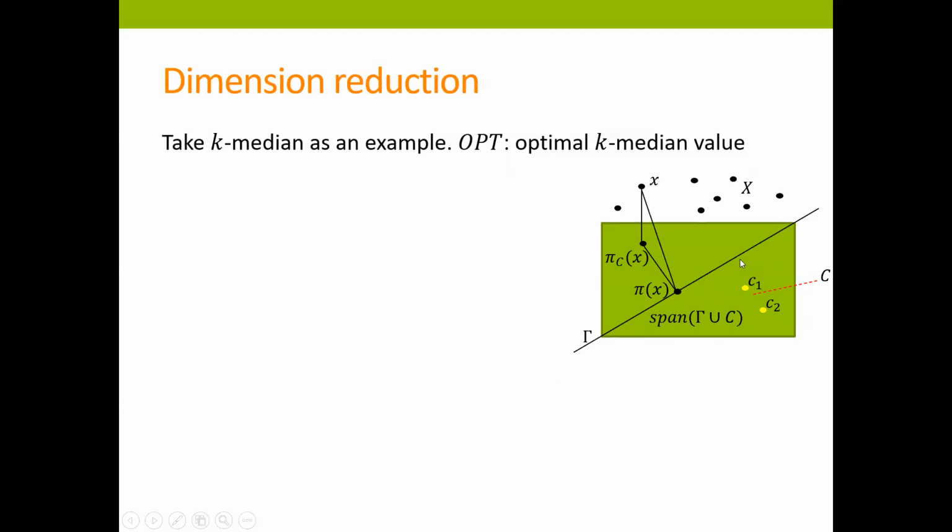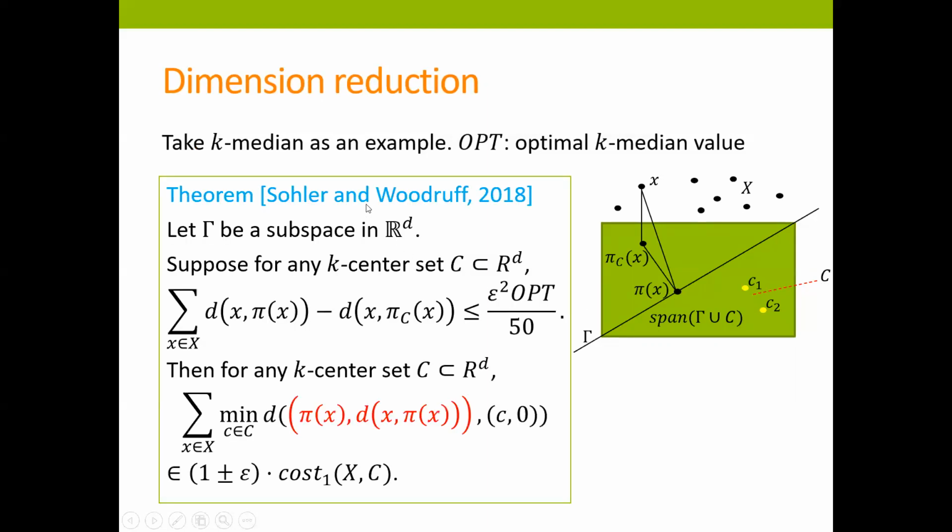Let gamma be a subspace in R^d, and pi(x) is defined to be the projection of x to this subspace gamma. For an arbitrary center set C, we define pi_C(x) to be the projection of x to the spanned subspace of gamma and C. Sohler and Woodruff prove that if for all sets C, the total difference between the two projection distances d(x, pi(x)) and d(x, pi_C(x)) is small, say at most O(epsilon squared) times OPT, then for any k-center set C, we can approximately compute the clustering objective using only the projected points pi(x).